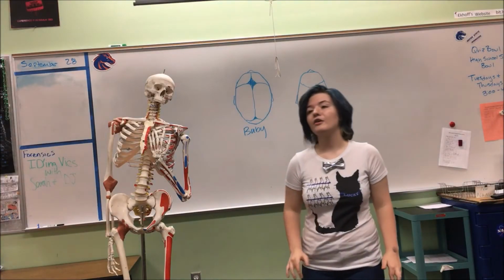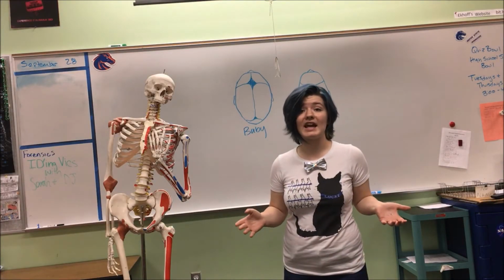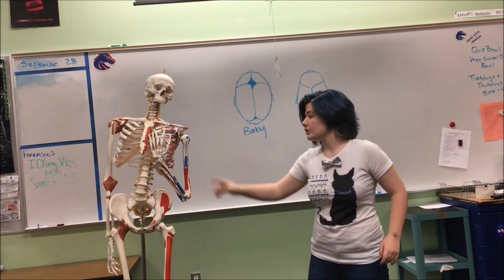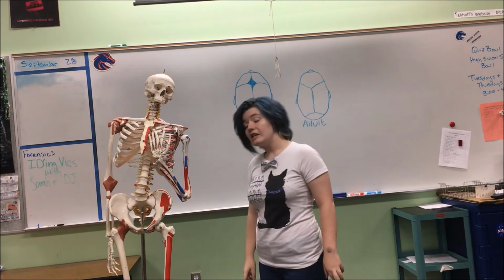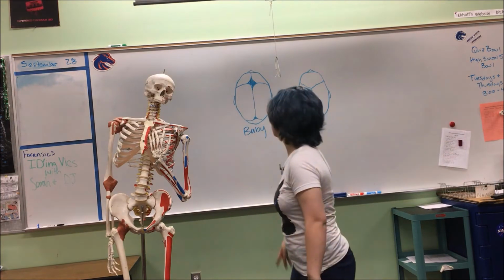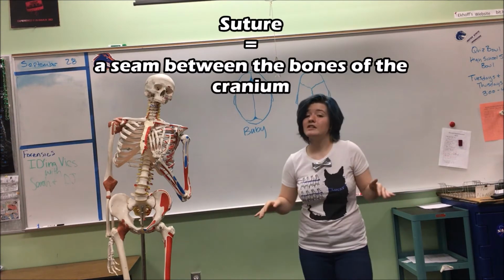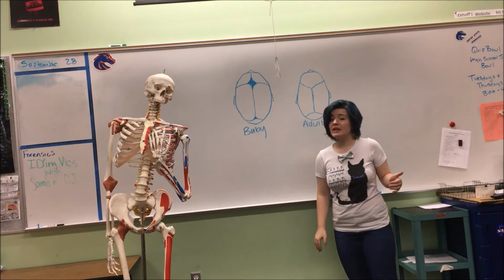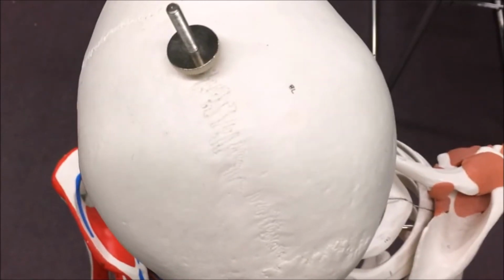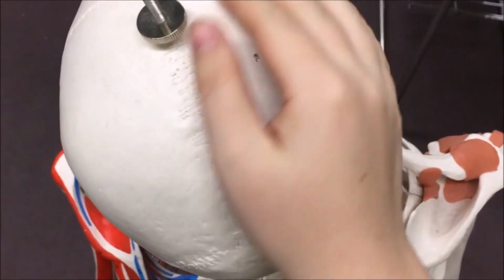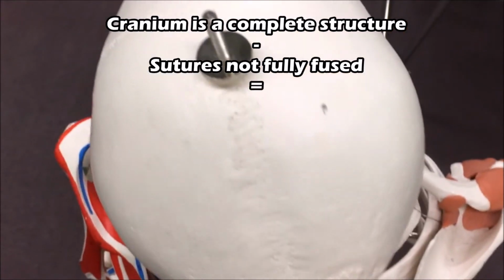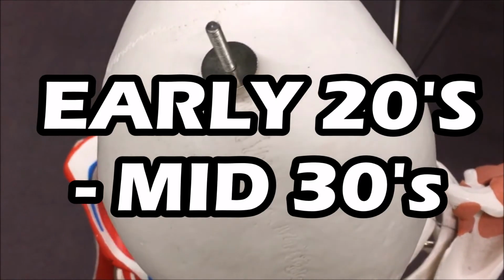Next, we need to determine whether or not Jim is an adult. Obviously, he doesn't pay taxes or drive, freeloader, so we have to look at his bones. We can look at the degree of fusion on Jim's bones and determine that Jim is indeed an adult. However, this isn't specific enough. For this, we need to look at the sutures on his cranium. A suture is essentially a seam between two bones. As we get older, the sutures fuse together to form one complete solid bone. If we look on Jim, we can see that his cranium is a complete structure, though his sutures are not completely fused. Therefore, we can put Jim's age in the range of his early 20s to mid-30s.